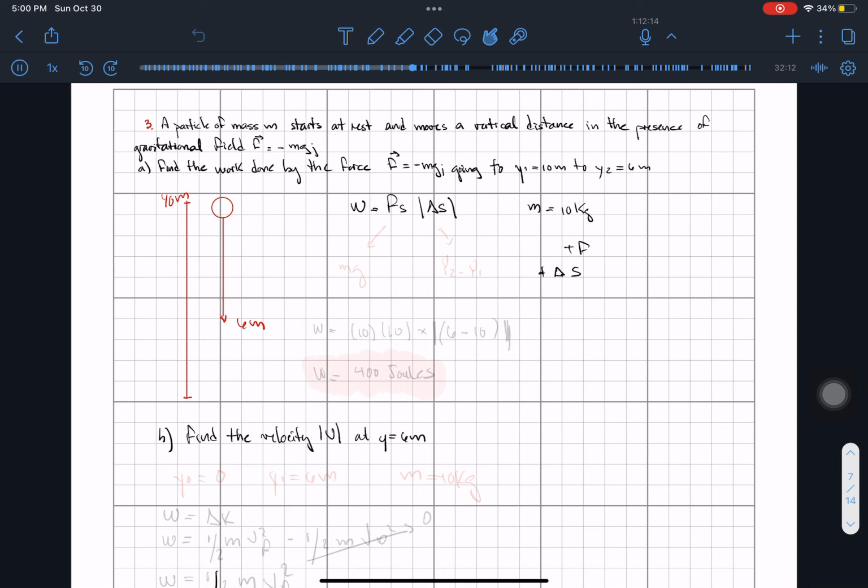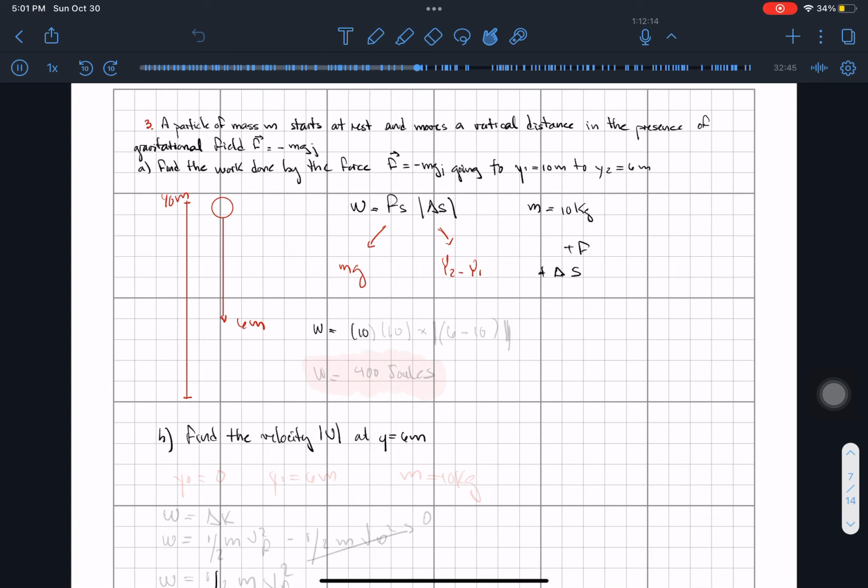So the force can be found by multiplying the mass of the object times the gravity. And the delta S is going to be S2 minus S1. Okay, now let's plug in our numbers into the equation and find the work done by the force.